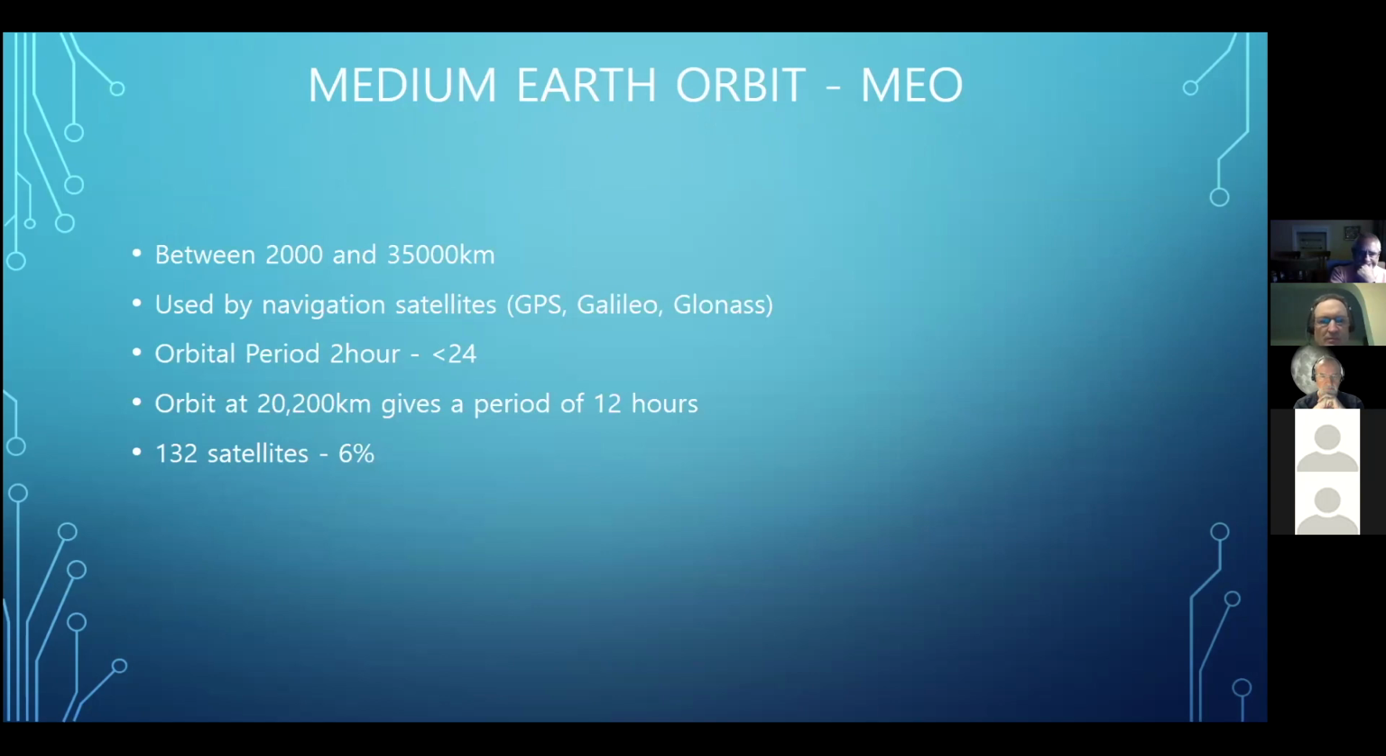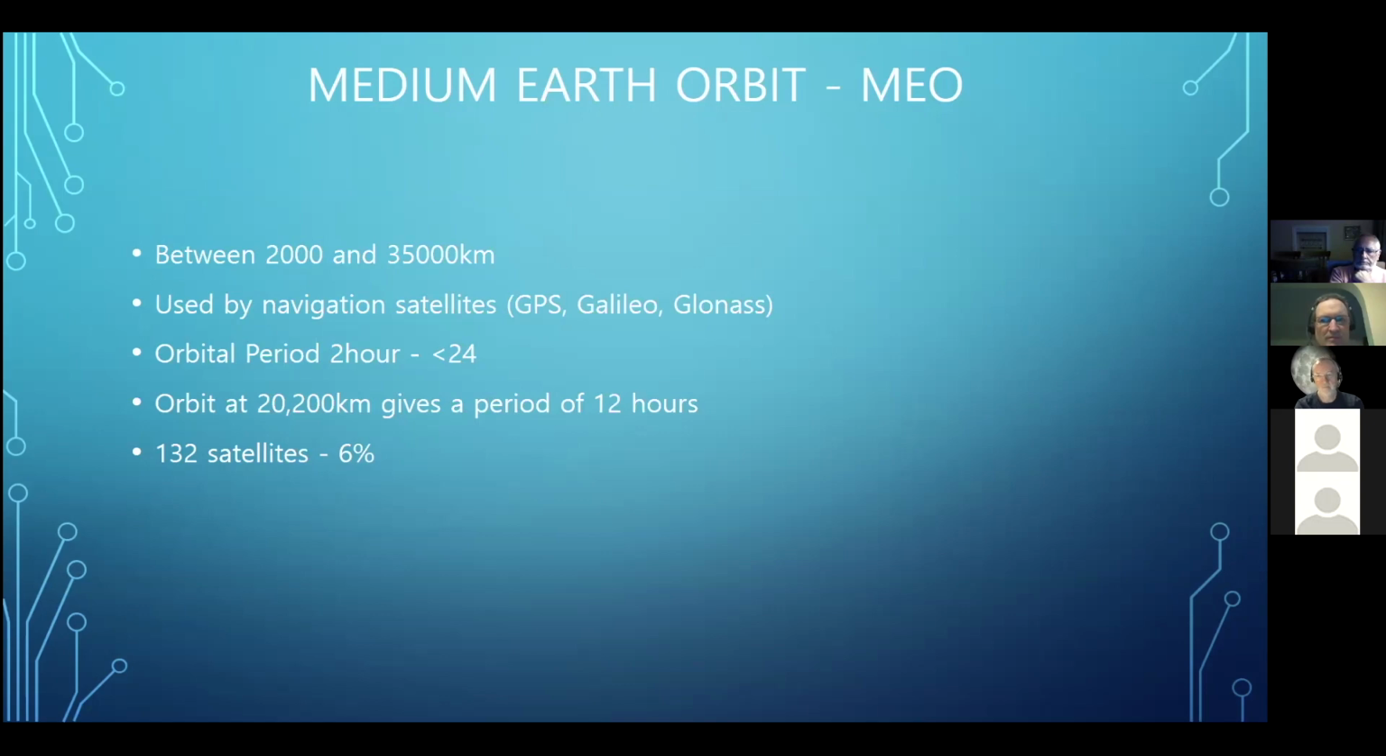The main satellites that are using the space between 2,000 and 35,000 kilometers above the Earth, with a period of 2 hours to just under 24, are GPS satellites. So we have the GPS system in there, Galileo, which is the European GPS, and GLONASS, which is the Russian GPS.